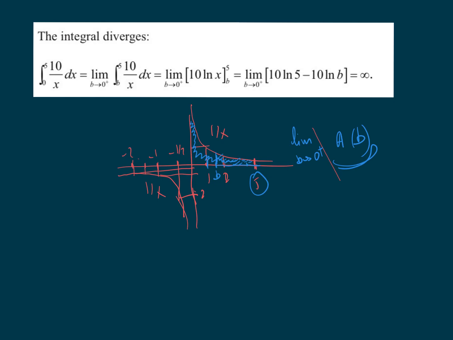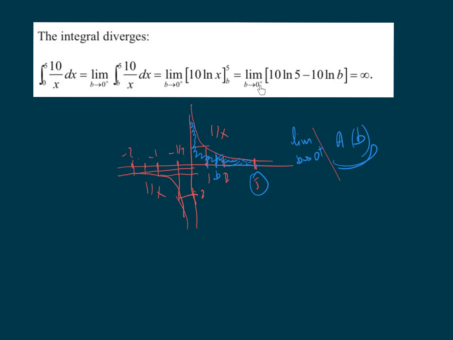So let's do it. The integral from 0 to 5 of 10 divided by x is the limit as b goes to 0 positive of the integral from b to 5 of the function. The integral of this function is the natural log of x, so it's 10 times natural log of x evaluated between b and 5. So it's the limit as b goes to 0 plus of 10 times natural log of 5 minus 10 times natural log of b.